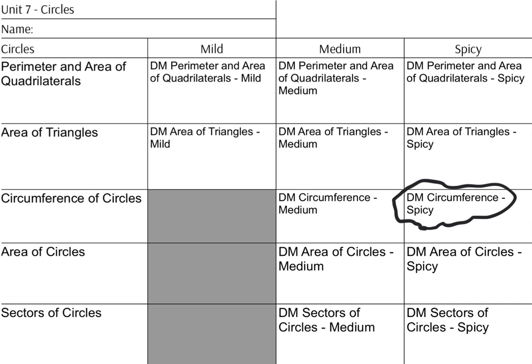Head on over to the videos for perimeter and area of quadrilaterals. You'll find those on Schoology in the Unit 7 folder for Topic 1.